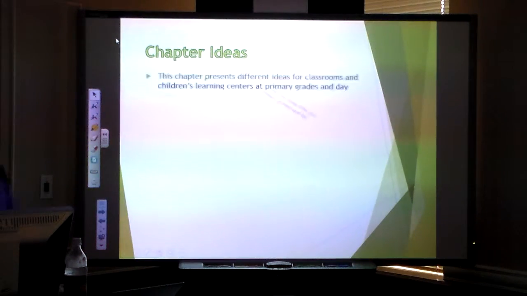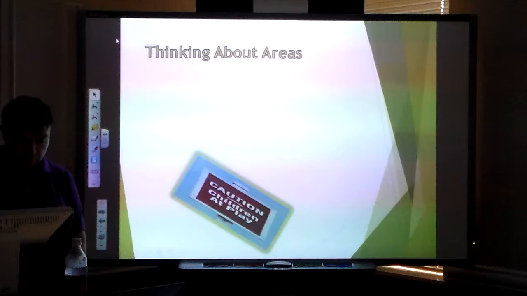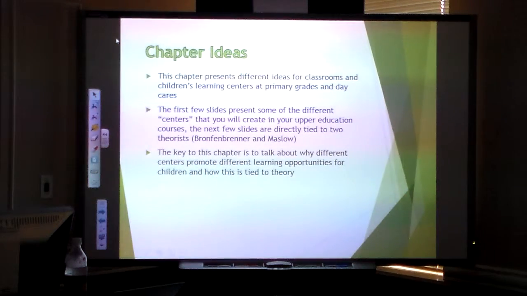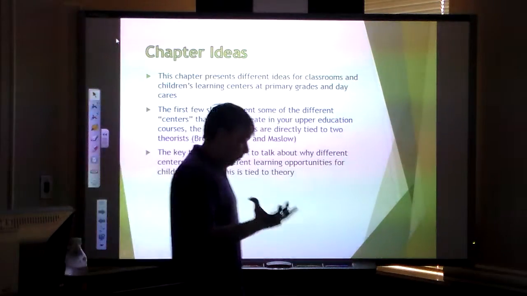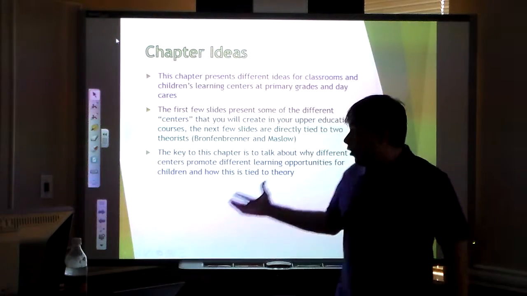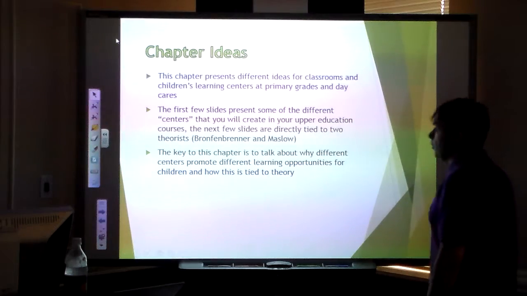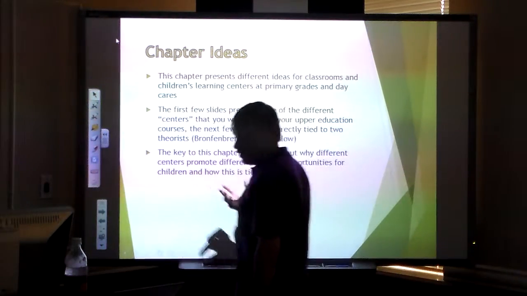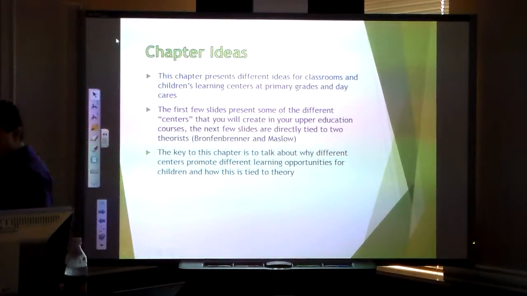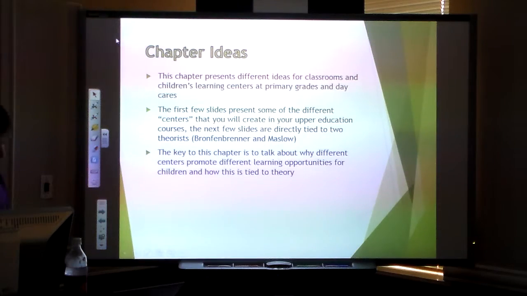So, as normal, I present for you the chapter ideas. You're going to see some stuff related to Bronfenbrenner and Maslow again, which is good in case that's potentially who you're going to do your research paper on. The other thing you could do a research paper on are different kinds of centers that kids can have and how they can promote different learning opportunities.